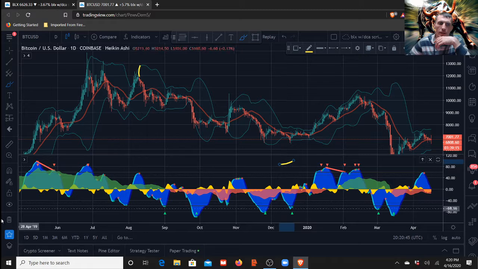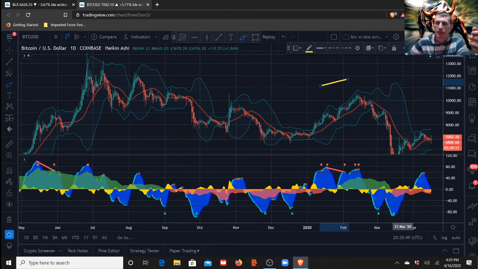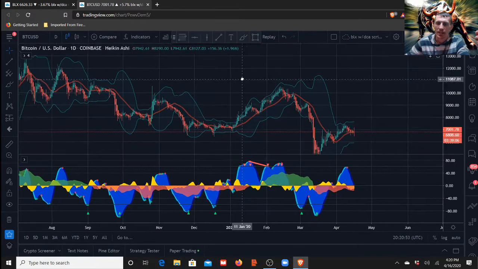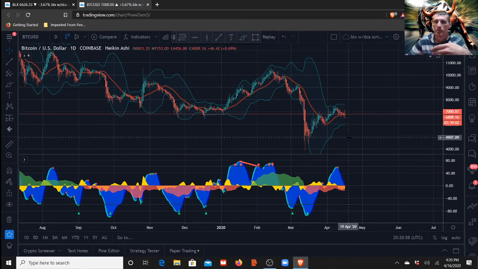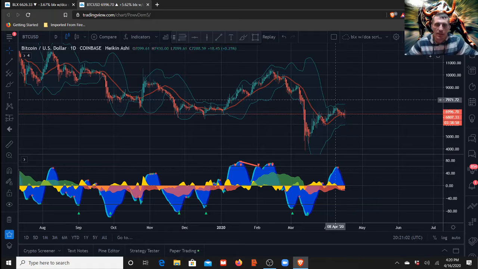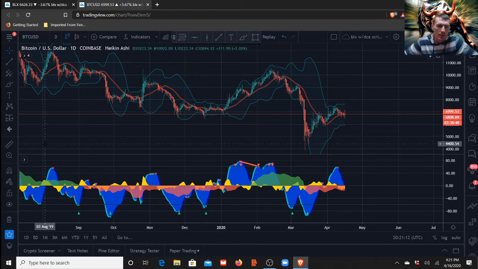Another way that you can be ready for the breakout to the upside or the downside is by looking at which direction the top band or bottom band are pointing. So like right now we are constricting, and this is on the daily chart. So normally when we constrict for a decent amount of time, it's usually, you know, a couple weeks.